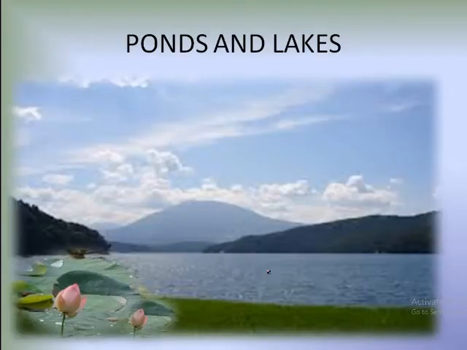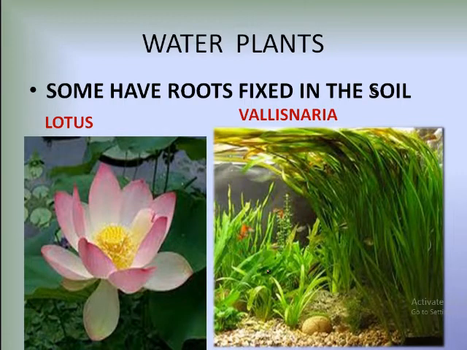Now, ponds and lakes are also known as aquatic habitats. In ponds and lakes lots of organisms live, where you can find fishes and many other things. Now water plants. Some water plants are lotus, Vallisneria, water hyacinth, and trapa. These are the plants which live in water.